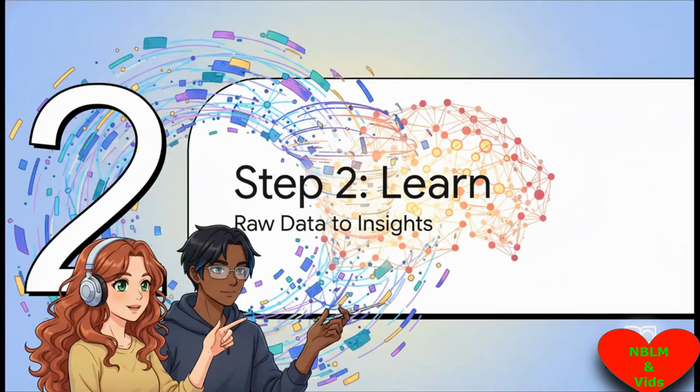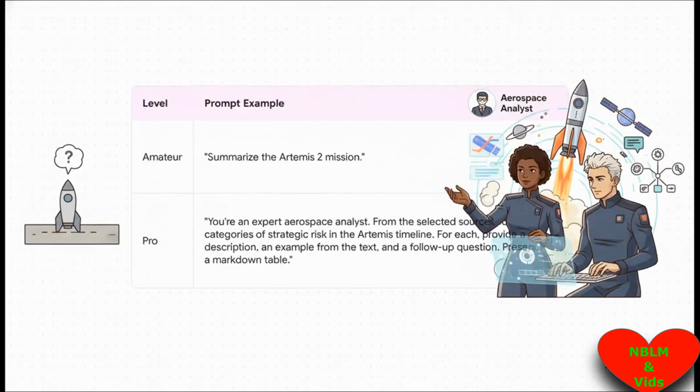Okay, so once you've curated your trusted sources, you're ready for step 2, learning. This is where you go from just having a pile of raw data to actively pulling out deep insights. It's the fun part, the interactive part where you actually get to chat with your documents. And check this out. This shows the night and day difference between amateur and pro-level use. An amateur asks for a simple summary. And what do they get? A generic, kind of boring paragraph.